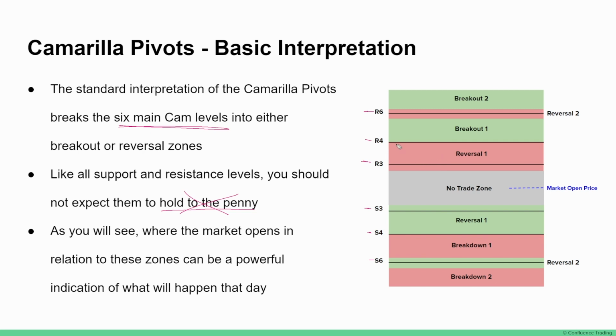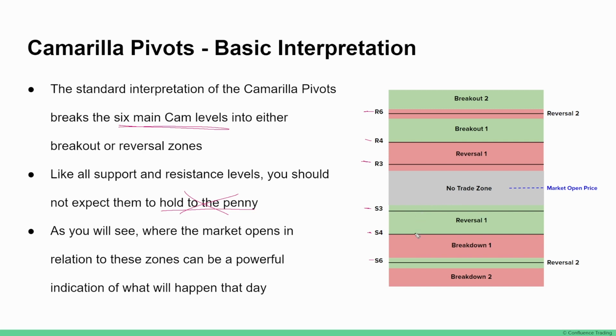The first zone from R3 to R4 is generally considered a reversal zone. Once you've broken through R4 for the day, that is your first breakout zone. Then R6 is considered essentially the last line of defense, and once you break through R6, you're again in a breakout zone. Between R3 and S3, you typically want to avoid trading in this zone because you're just chopping around in central value, so to speak.